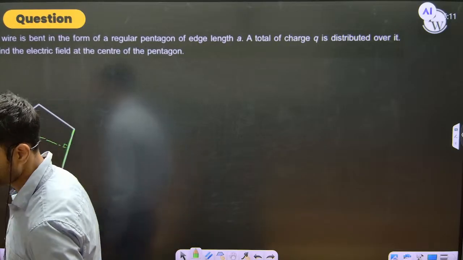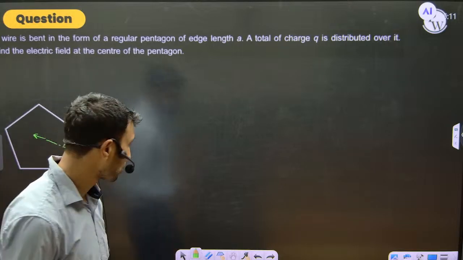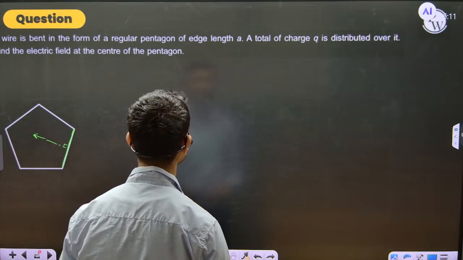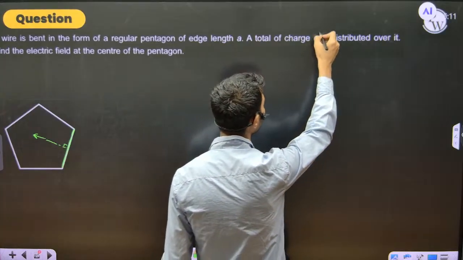And why it will be away? Because it is what charge? Positive charge. Nothing is mentioned, I'll take it as positive.